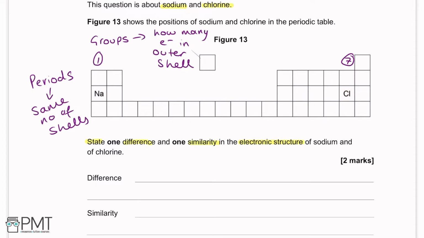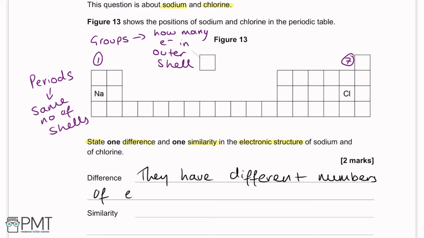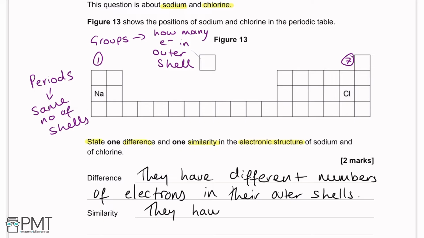So for my answer, one difference, I would write they have different numbers of electrons in their outer shells. Okay, you could specify how many, as we just did before, in their outer shells. And then for the similarity, I would say they have the same number of electron shells, because they're in the same period.